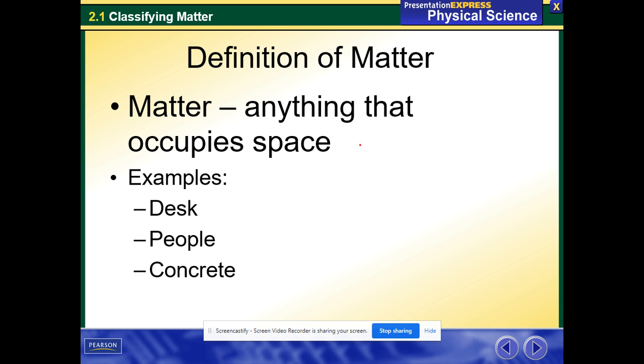Matter is anything that occupies space, and I'm going to add to this definition, and has mass. For example, desk, people, concrete, all of these are physical things that take up space and have some kind of mass. Other things also count as matter that you don't see, such as air and oxygen. Both of these take up space as well. We breathe in air, it is considered matter.